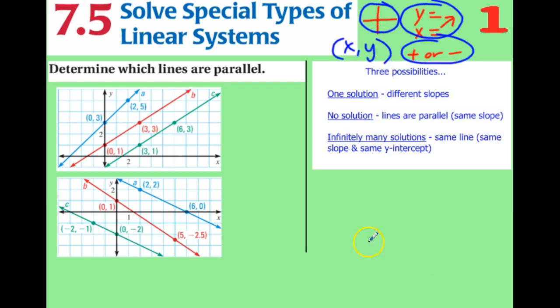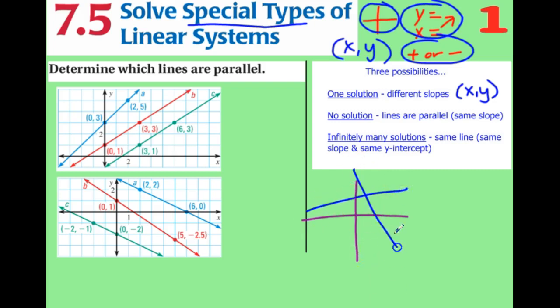Now we're going to come across a couple special types of situations where we're not going to get an answer x, y. So we have 3 possibilities for answers. One solution would be if there are different slopes, meaning they're going to cross. So that's when we're going to get an answer x, y, because on our graph, one line goes one way and one goes the other way. Wherever they cross, that's our answer, x and y.